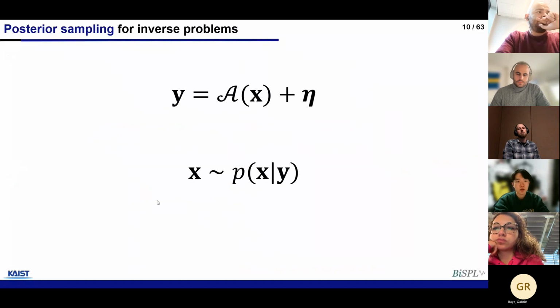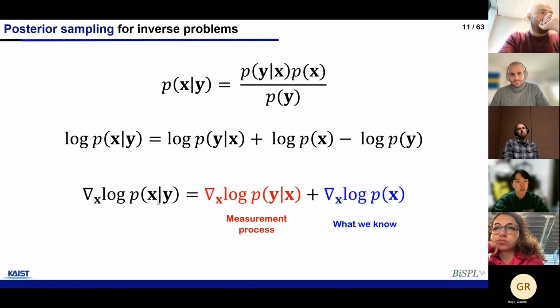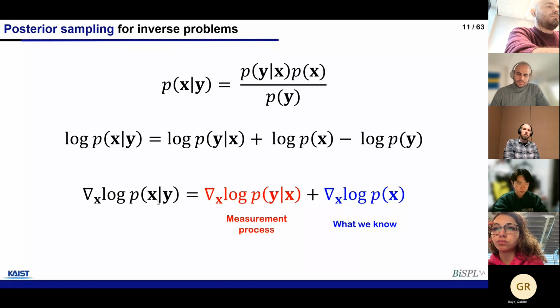Let's first consider the following measurement model. Now, given Y, what we want is to sample from the posterior distribution P of X given Y. Using Bayes' rule, it's straightforward to see that the gradient of the log posterior is the sum of the gradient of the log likelihood plus the score function. Here, the gradient of the log likelihood in red gives us the information about the measurement process. And the score function is what we've already estimated with the neural network.